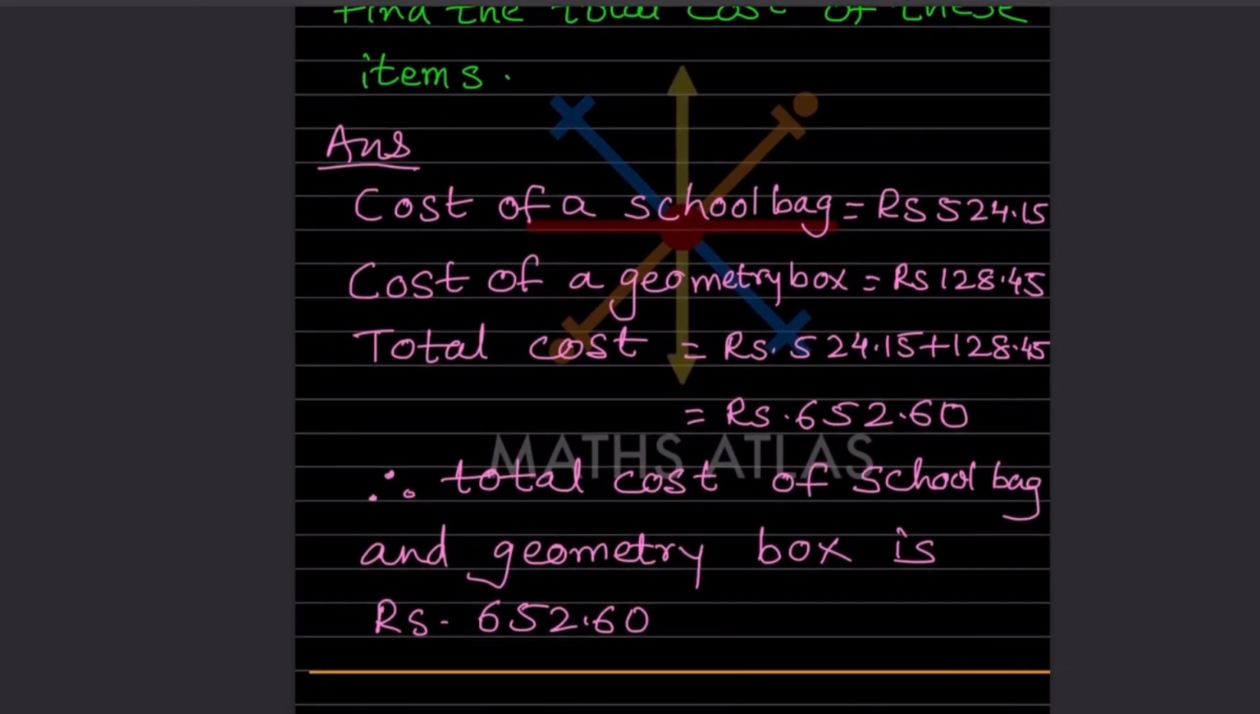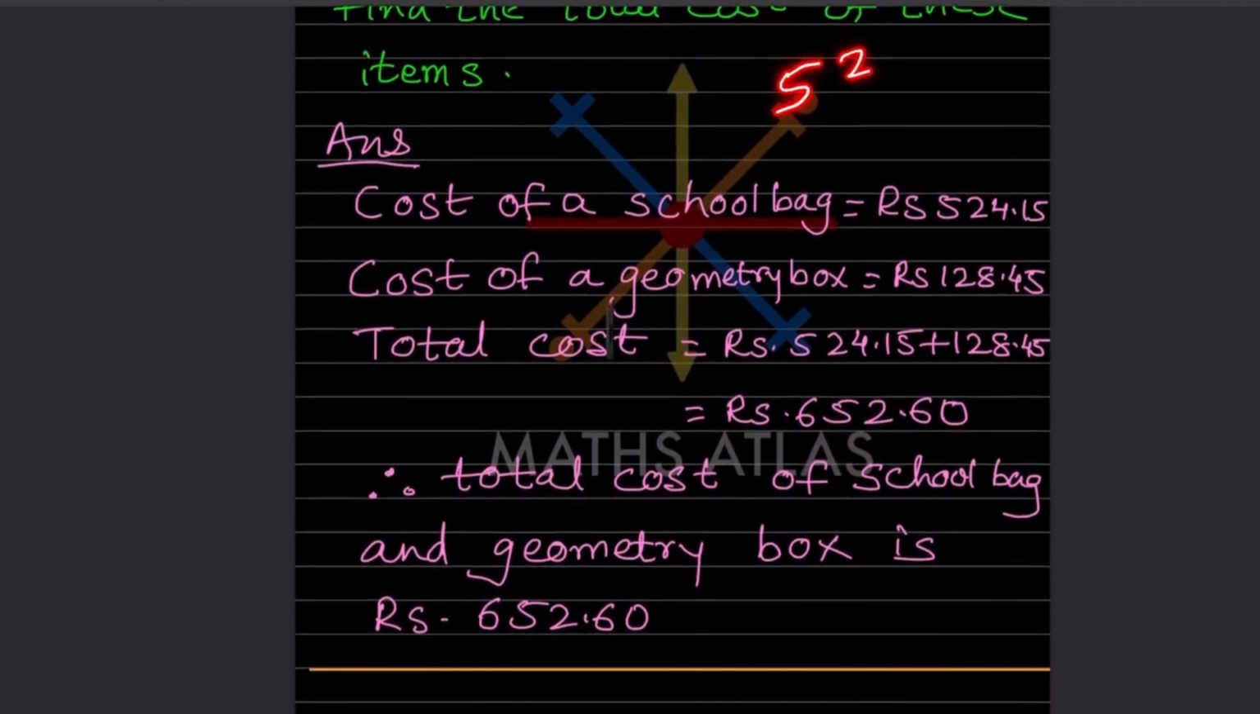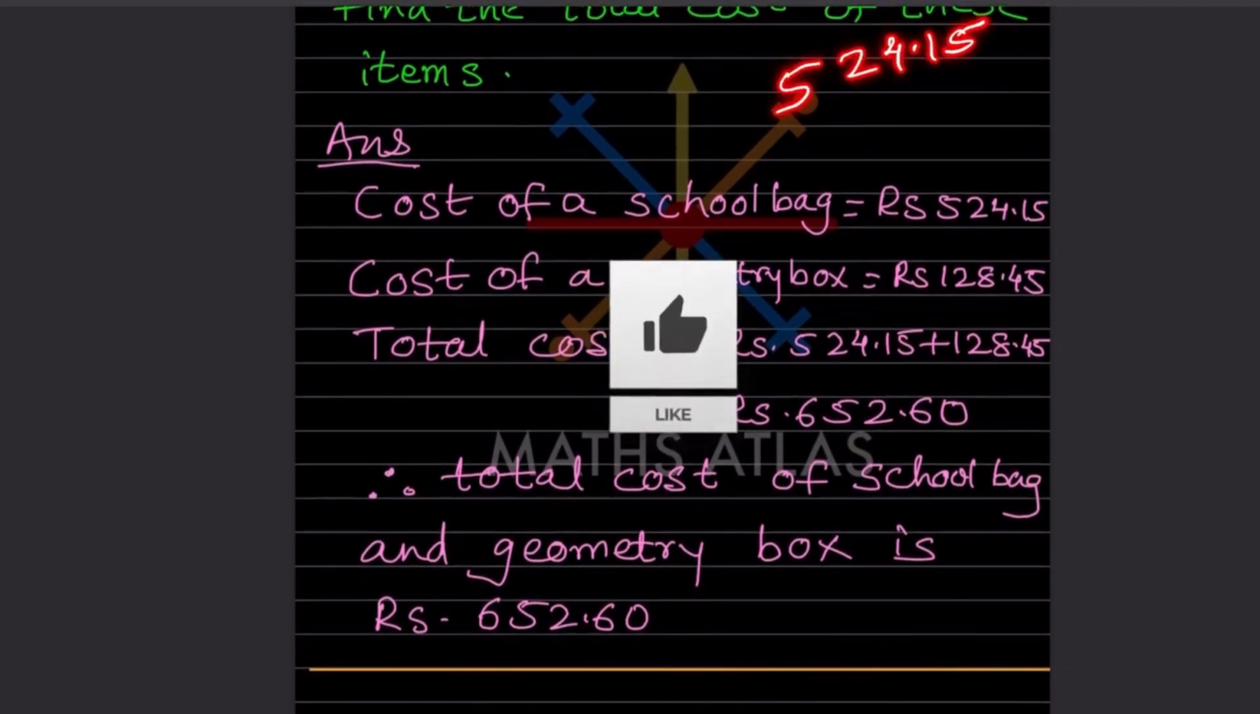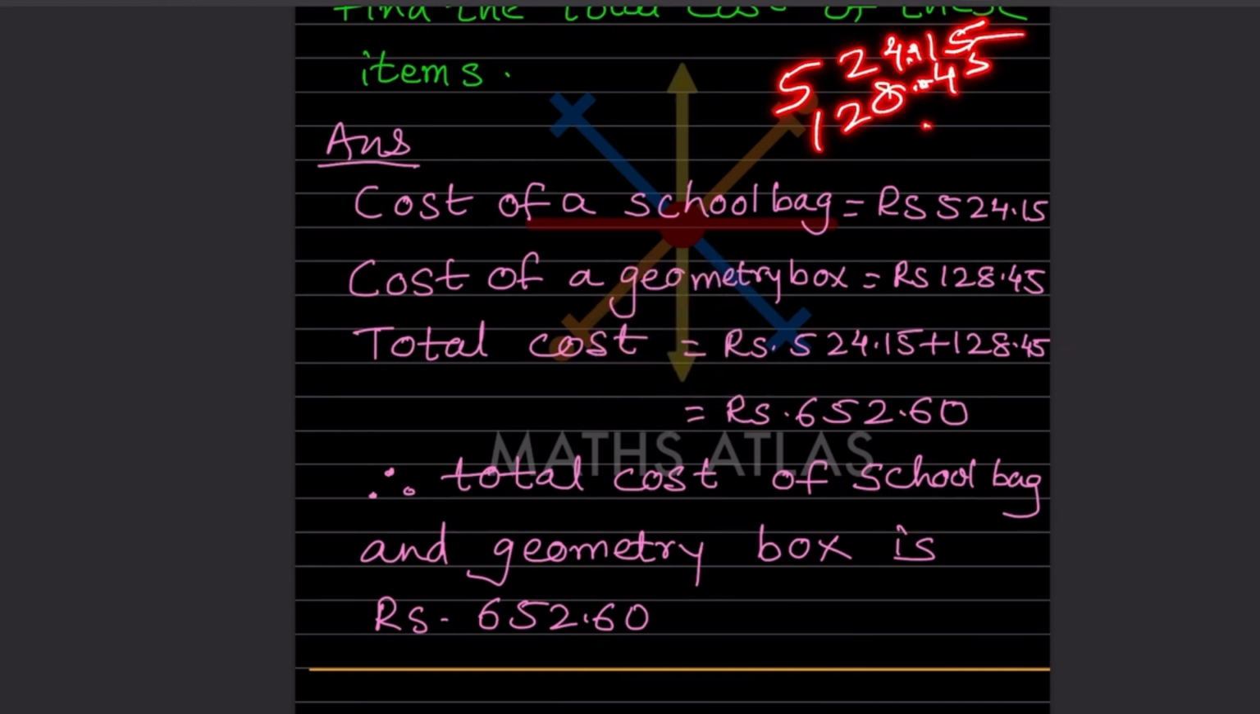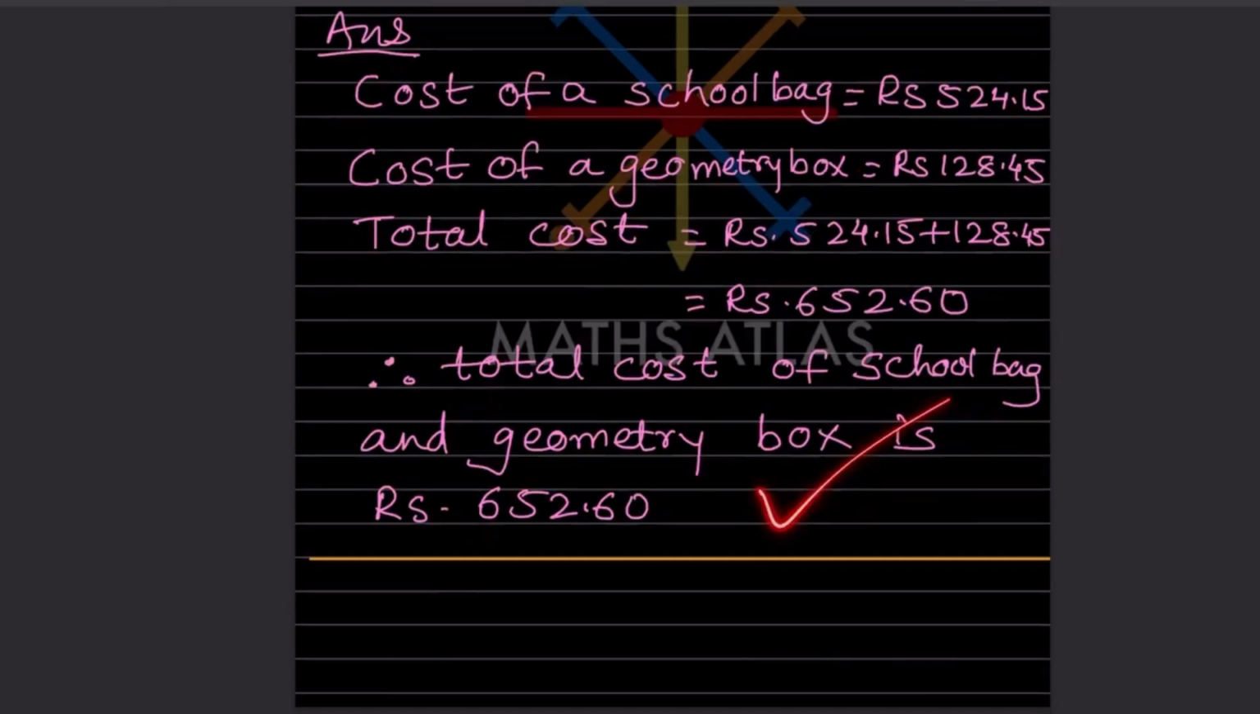Only the thing when you're adding it, because it is a decimal, see the points. That point should be one below the other. If you miss the writing part, so this point and this point should be one below the other. So the other numbers, you have to be very careful in the decimals. That's it. So the total cost is this one.